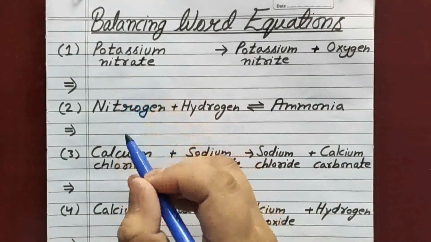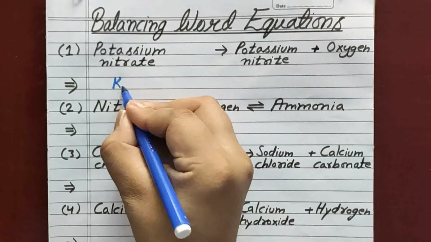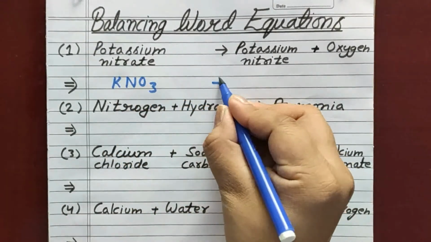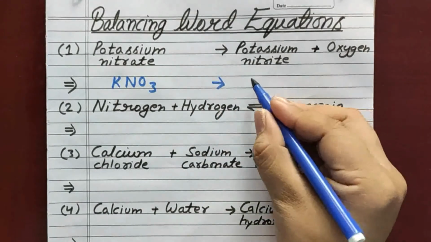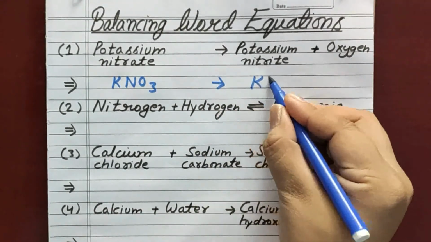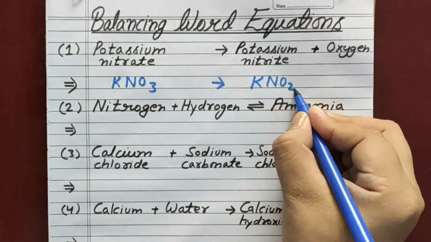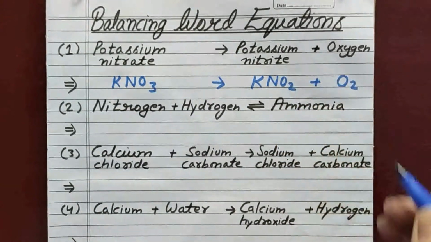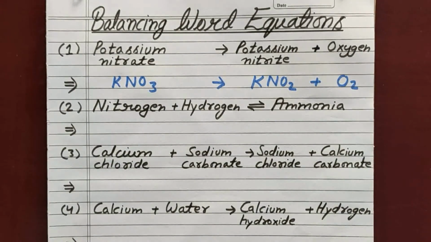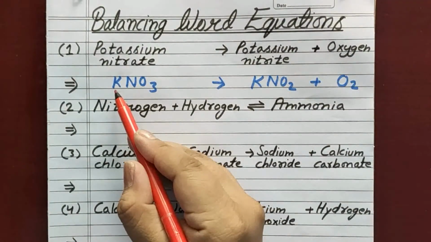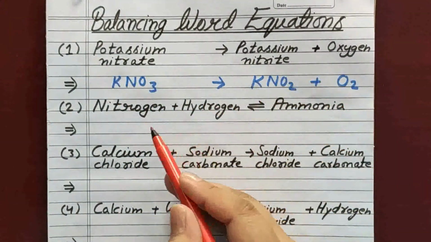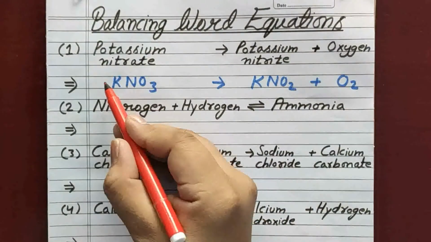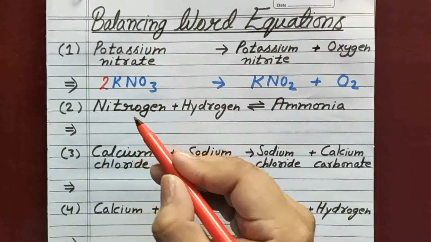So potassium nitrate is KNO3. On decomposition, it is giving out potassium nitrite, which is KNO2, and oxygen, which is O2. Now balancing it, as we can see that with 1 mole of the reactant, the elements are not balanced. So we are going to take 2 moles of the reactant.